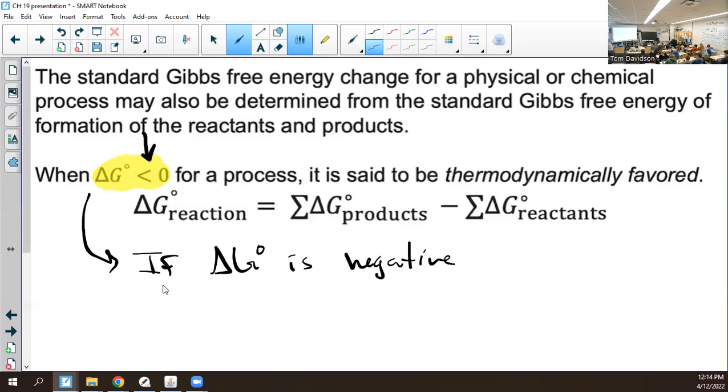Okay, are we good with this? So this is a really important part, is just to know what the sign of delta G naught means. If it's negative, it's going to happen. If it's positive, the reverse is going to happen. If it's at zero, any guesses? Did we already say it yesterday? It's an equilibrium. So yeah, they're going both ways at the same rate, so there's really no net change.